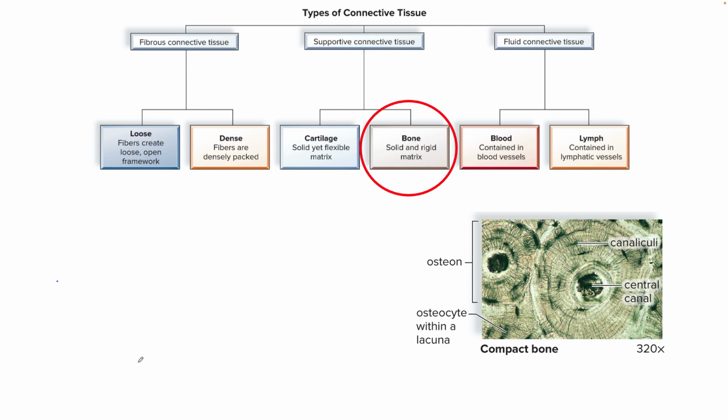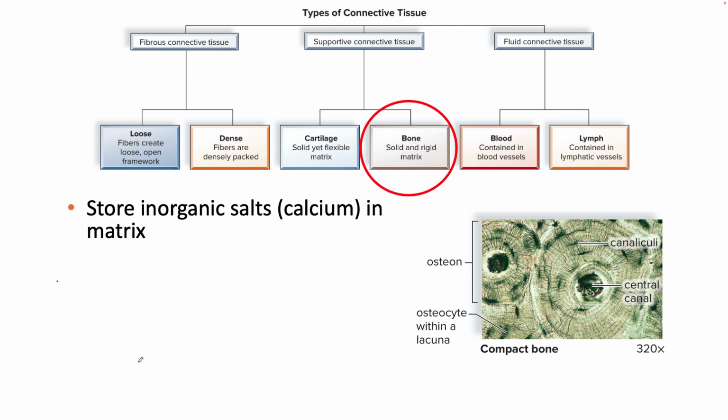Our third type of connective tissue that we're going to talk about is bone. And bone is going to store calcium in the matrix. You can actually see a micrograph of bone here. You can see the osteons. We're going to learn more about this in the next chapter, but you can see these are the little holes where bone cells, osteocytes, live. In between the bone cells, you have that non-living matrix made out of calcium.